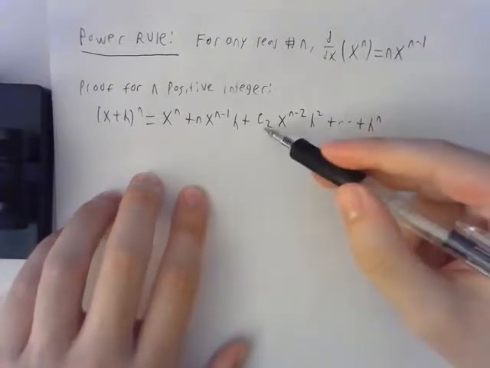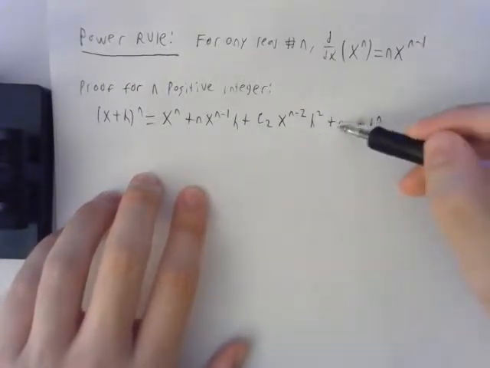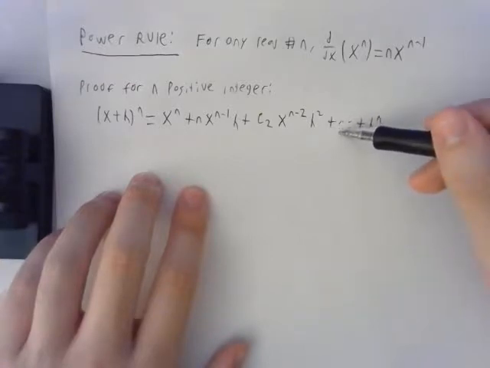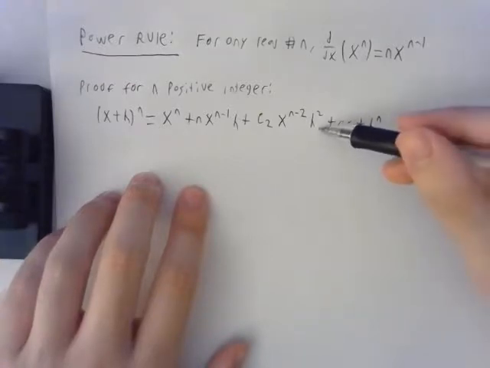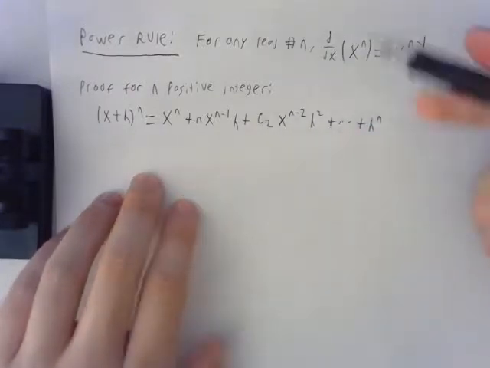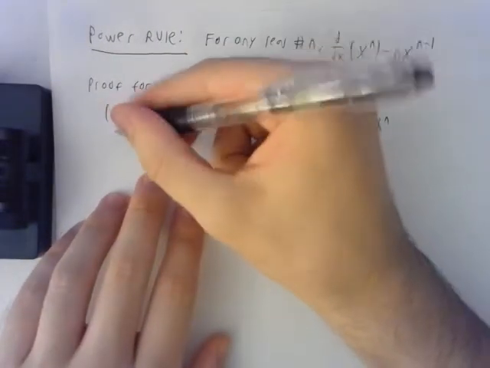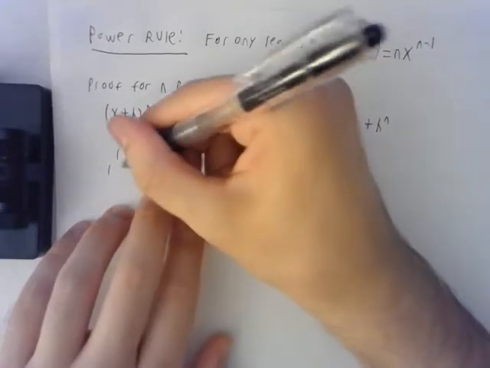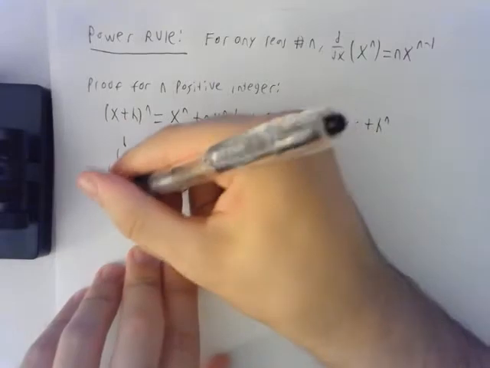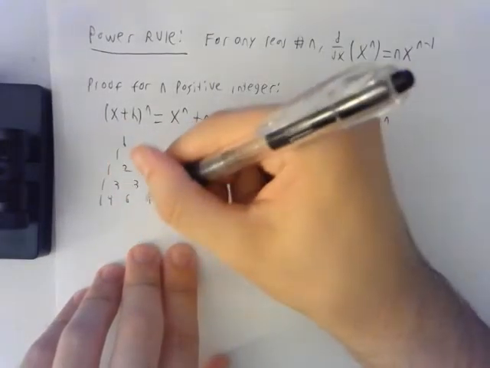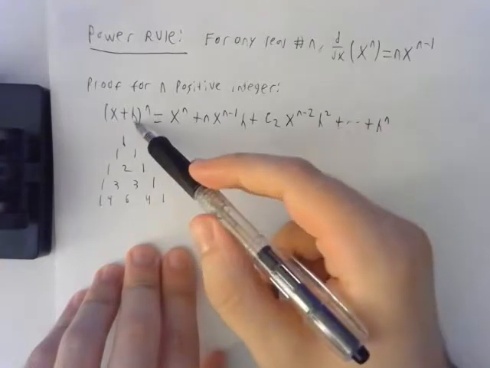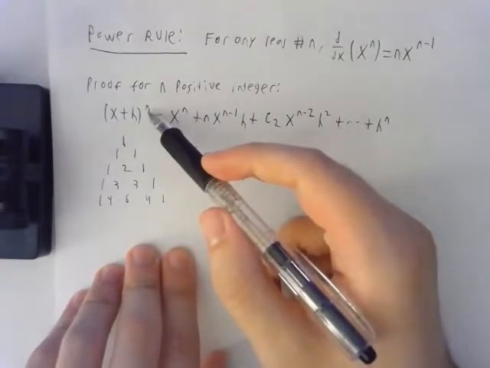So this constant c2, all the other terms later would also have constants. The next term would be c3 x to the n minus 3 times h cubed, and so on. And these constants are things we could figure out. For example, if you recall Pascal's triangle, these give the coefficients when you expand x plus something to the power n.